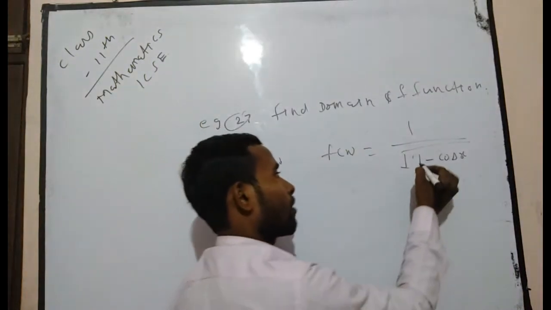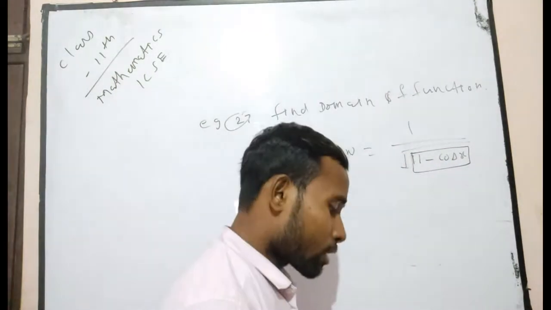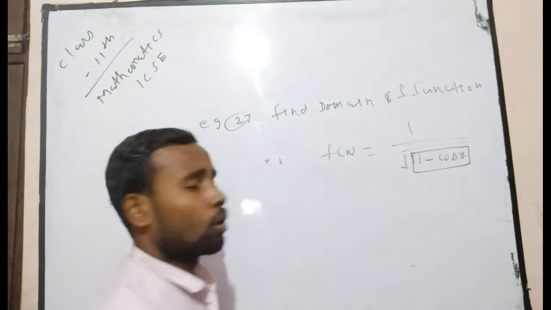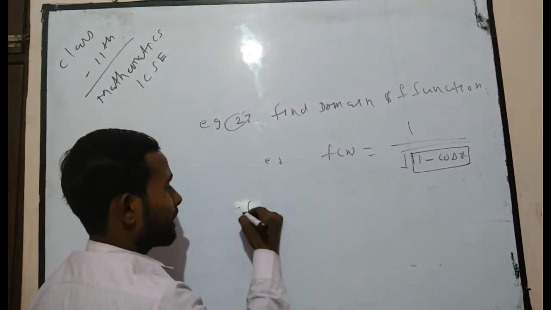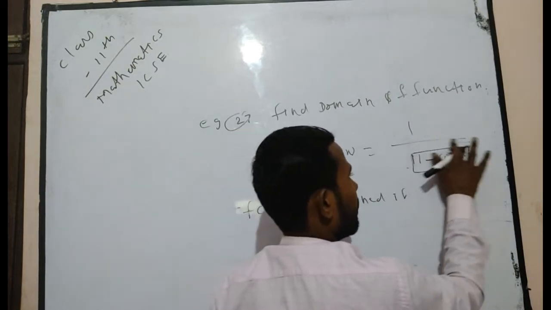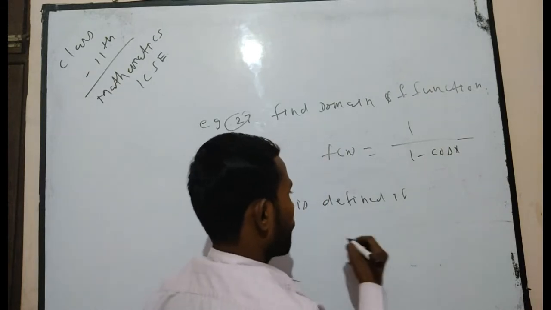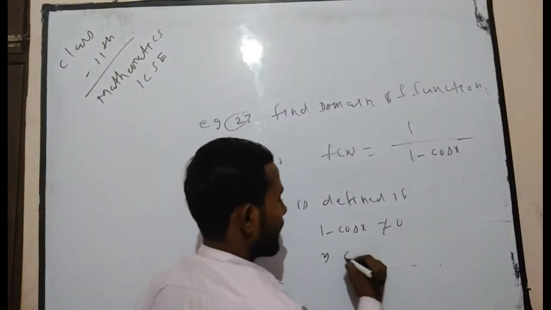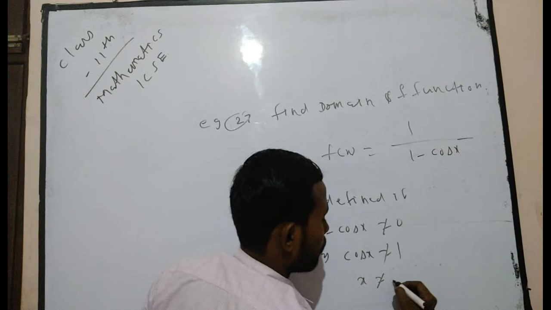So you have to take 1 minus cos x. In this problem it is given that 1 minus cos x. That means you have to take all values which are not equal to 0. So for the domain, you have to write it. f(x) is defined if, here it is not written, sorry, 1 upon 1 minus cos x, if 1 minus cos x is not equal to 0, that implies that cos x is not equal to 1. If cos x is not equal to 1, then x is equal to what? x is not equal to 2n pi.